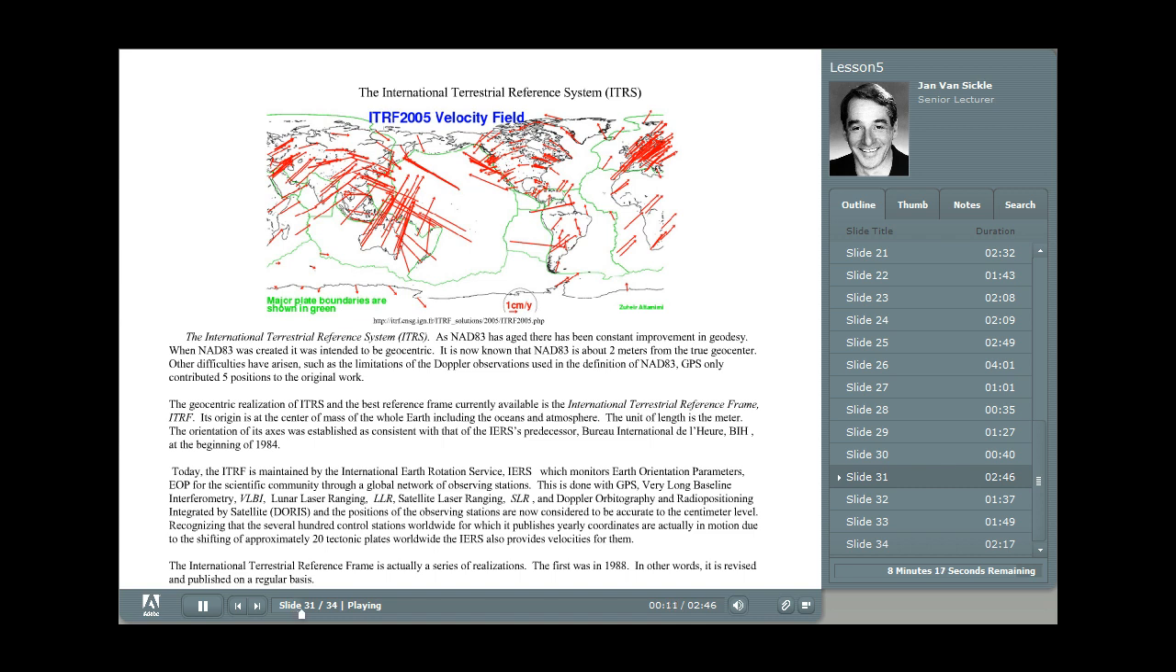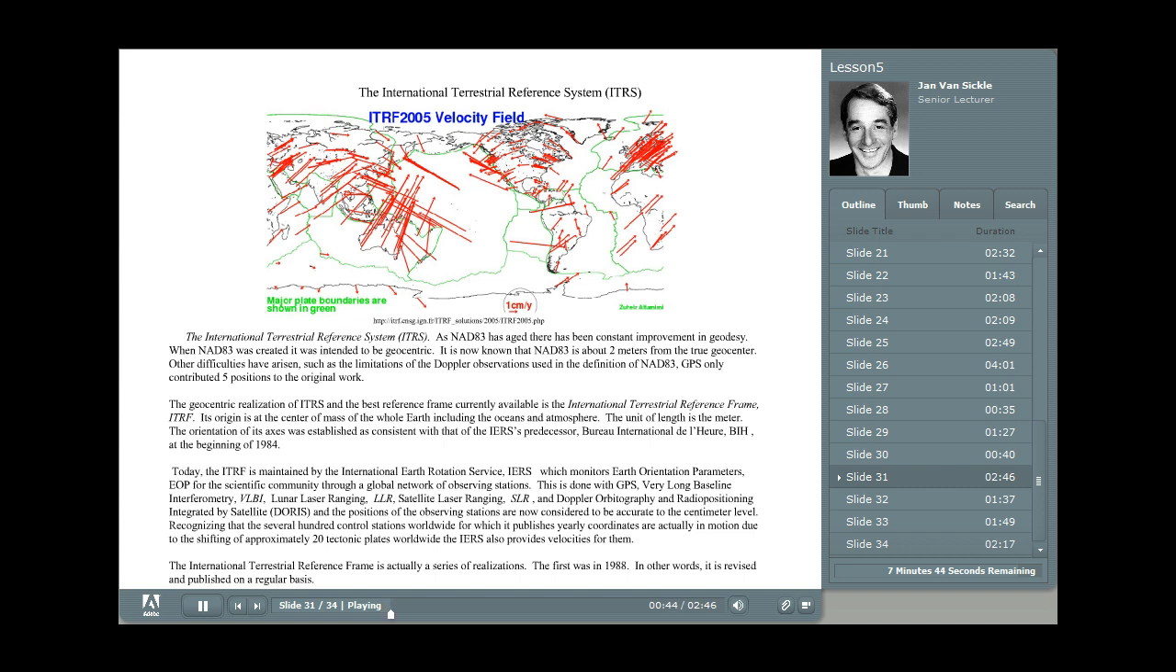Now, a little bit about the International Terrestrial Reference System. These vectors that you see on this slide indicate the motion of the tectonic plates. You can see the legend there, the length of 1 centimeter per year. And this shows you the directions that these tectonic plates are in motion relative to the center of mass of the Earth. As NAD 83 has aged, there have been a constant improvement in geodesy.